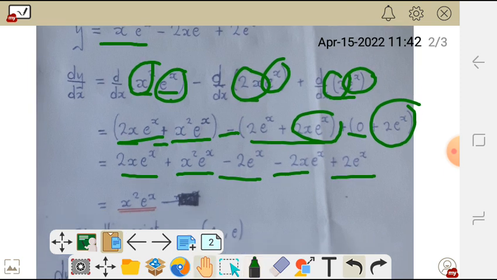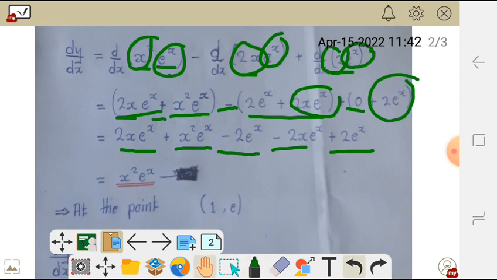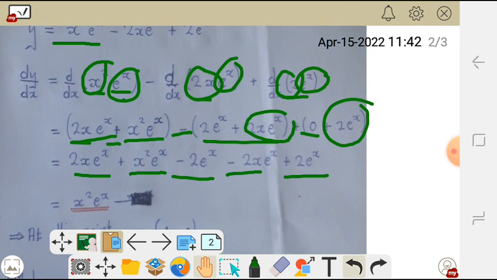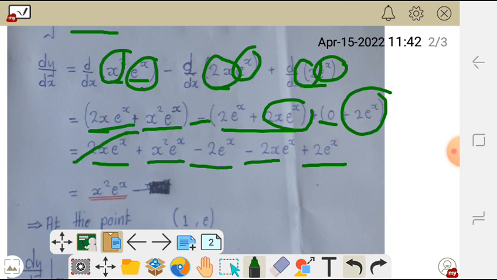Okay, so from there we have this 2x e to the power x here, which will just be cancelled or subtracted by this one, and we are going to get a 0. And then from there we have this one here, which is a negative, plus that we are going to have a 0. So the differentiation of our function will be just this one here, which is x squared e to the power x. So that is our dy/dx.